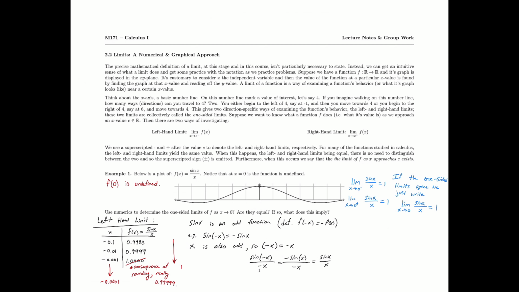So what does this tell us? Well, this tells us the left and right-hand limits are the same. So we have the limit as x goes to 0 from the left of sine of x over x equals 1, which is also the same as the limit as x goes to 0 from the right of sine of x over x. So this implies that the limit as x goes to 0 of sine of x over x exists and is equal to 1.